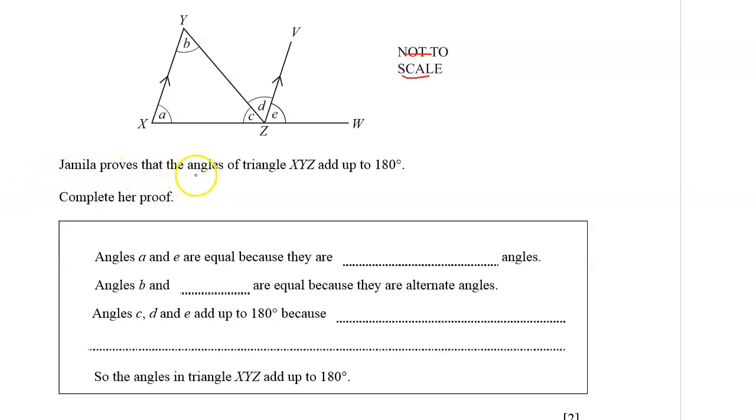Jamila proves that the angles of triangle XYZ add up to 180. Complete the proof. Of course, we know that angle A and angle E are equal because they are corresponding. This and this are equal because they are corresponding angles.